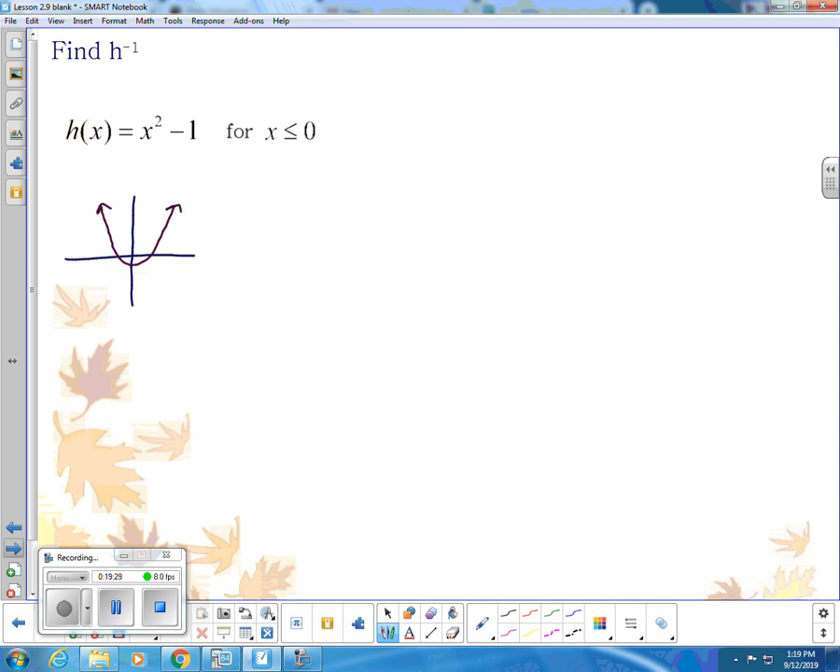Does that graph have an inverse? No, because it does not pass the horizontal line test, right? So as it is, just saying x squared minus 1, that's not invertible. But if we say, you know what, I'm only interested in the positives, or the non-negatives, I should say. I'm going to restrict it to just 0 to infinity. Now is it invertible? Yeah. Okay? So go do that. Find the inverse. Switch your x and y, solve.